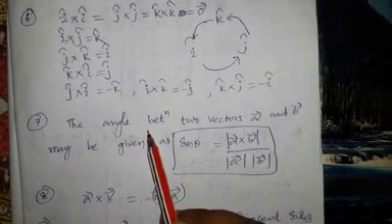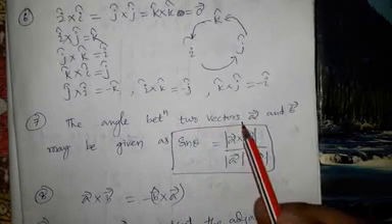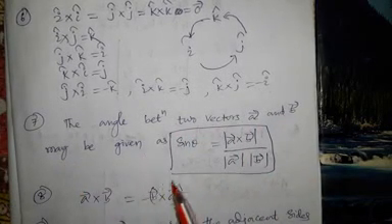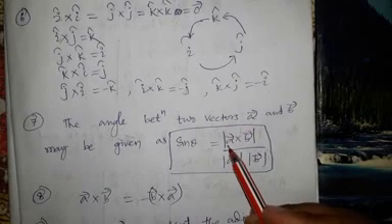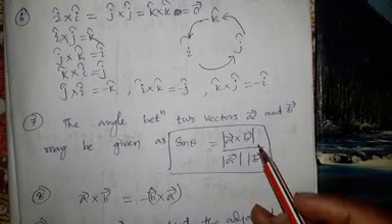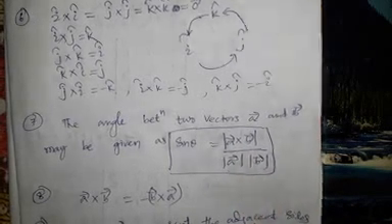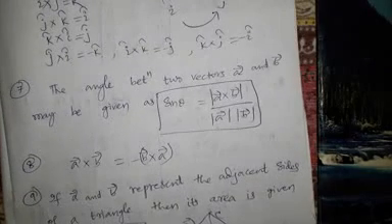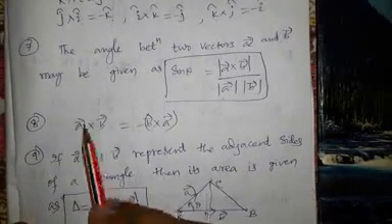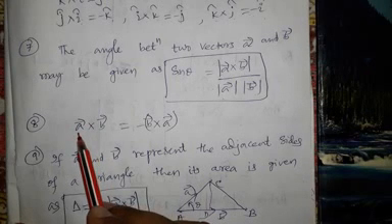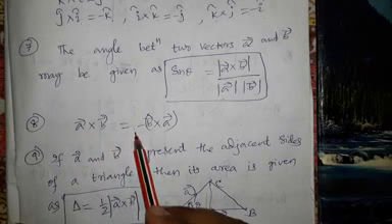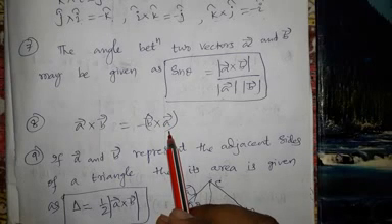The angle between two vectors A and B may be given as sin theta is equal to A cross B vector magnitude divided by A magnitude, B magnitude. This is sin theta. Eighth point. A cross B vector is equal to minus B cross A. It is not commutative.